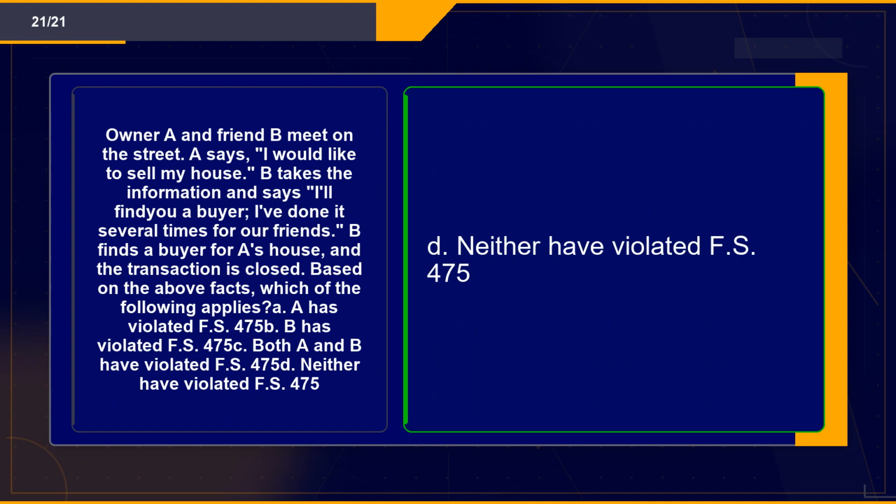Flashcard 21. Term. Owner A and friend B meet on the street. A says, I would like to sell my house. B takes the information and says, I'll find you a buyer, I've done it several times for our friends. B finds a buyer for A's house, and the transaction is closed. Based on the above facts, which of the following applies? A. A has violated FS 475. B. B has violated FS 475. C. Both A and B have violated FS 475. D. Neither has violated FS 475. Definition. D. Neither has violated FS 475.